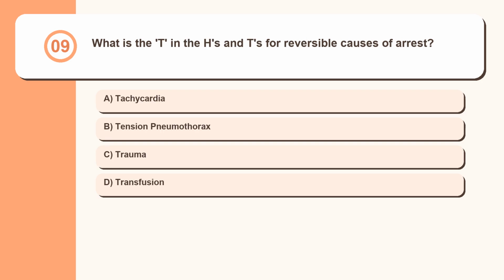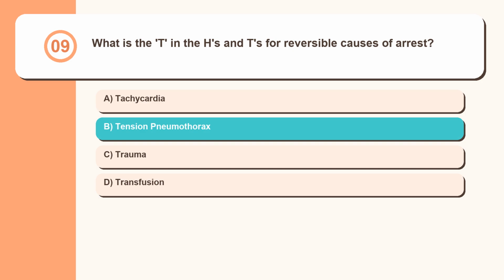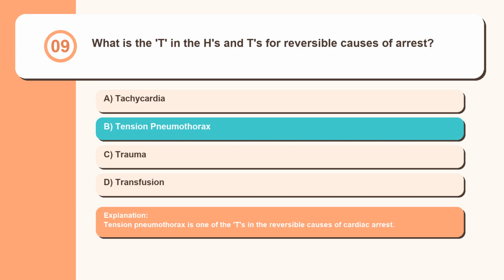Question 9. What is the T in the H's and T's for reversible causes of arrest? Tachycardia, tension pneumothorax, trauma, transfusion. Tension pneumothorax is one of the T's in the reversible causes of cardiac arrest.